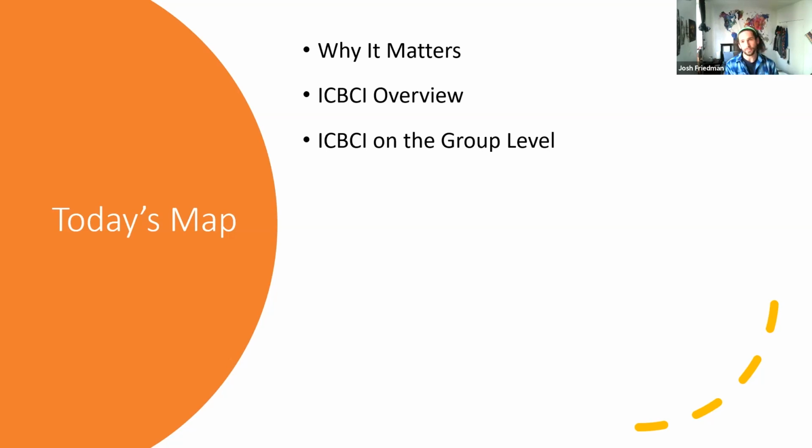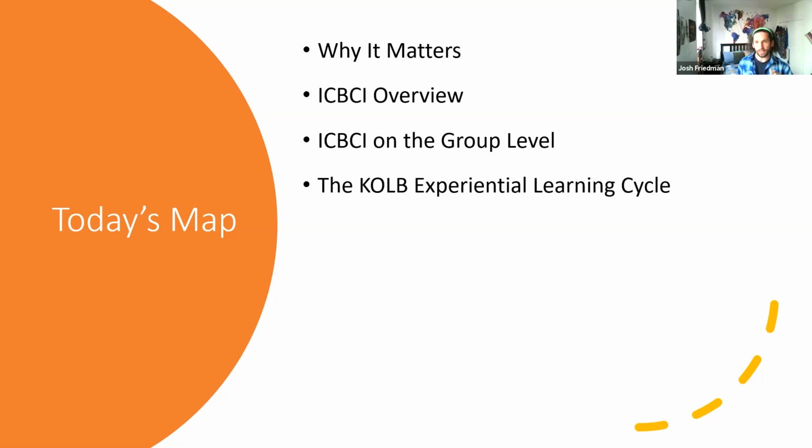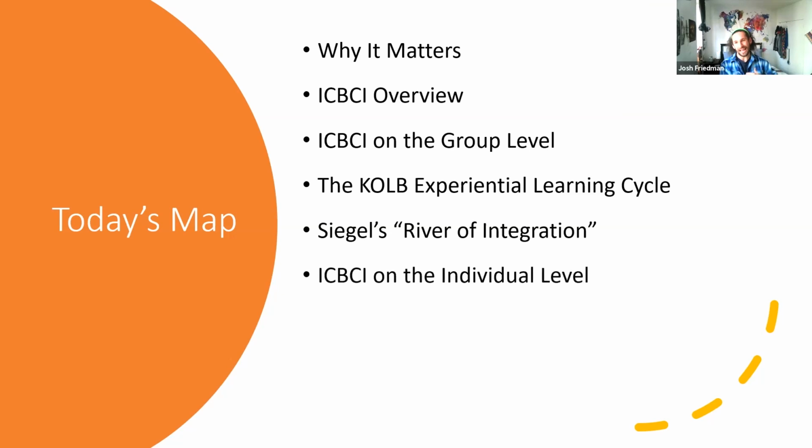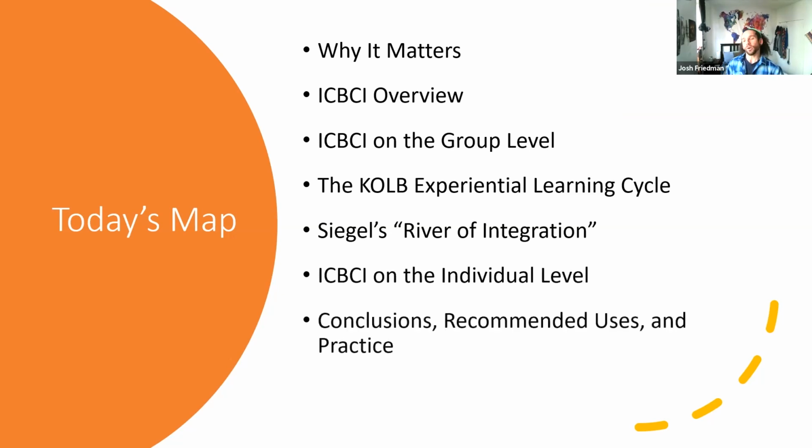So first we'll look at ICBCI on the group level. Then, some of you may be familiar with this, we'll take a quick dive into the Kolb experiential learning cycle and Dan Siegel's river of integration theory very briefly to help us understand how ICBCI operates on the individual level. And then finally, we'll go to conclusions, recommended uses, and ways to practice. And there'll be a couple different opportunities to practice using the theory and the model as we go through the next 50 minutes or so as well.